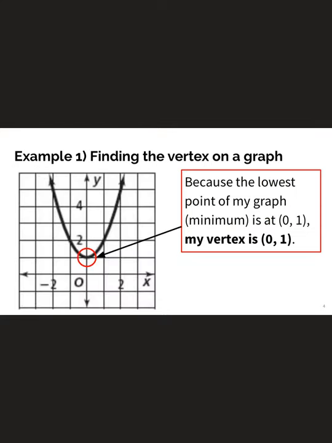So let's look through an example of finding the vertex on a graph. Looking at this graph on the left, we want to find our vertex. So we want to see whether we have a maximum or minimum. And I see that I have my lowest point right over here, right? Because this is my lowest point on my graph, and the coordinate where my graph is lowest is 0, 1, my vertex is also going to be 0, 1.